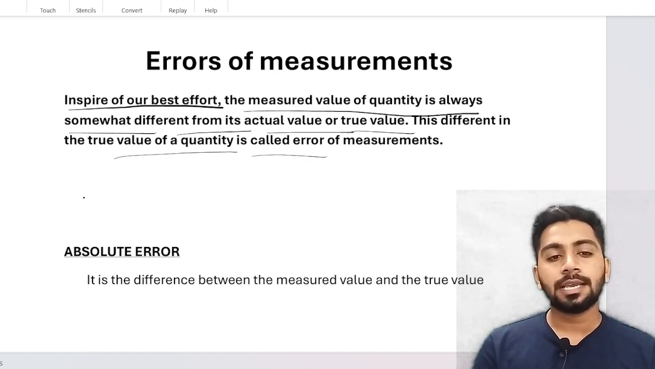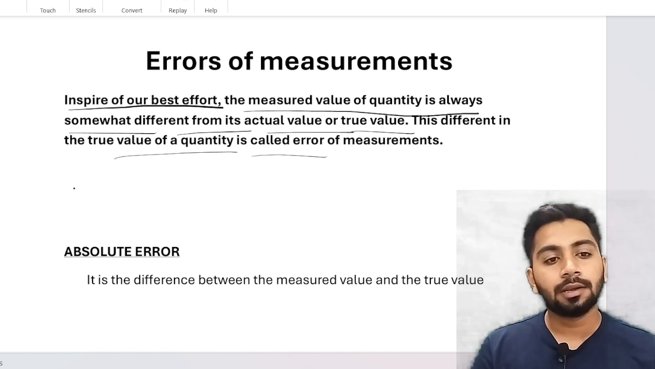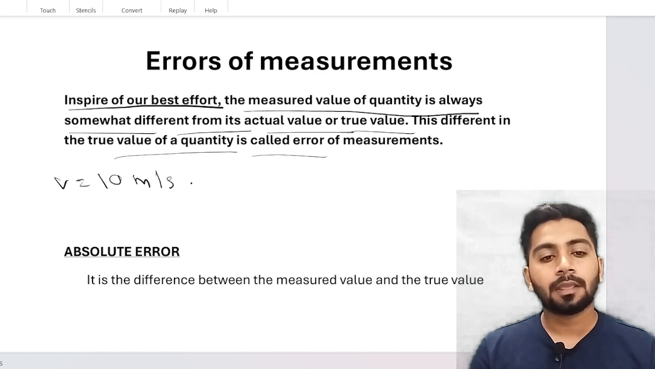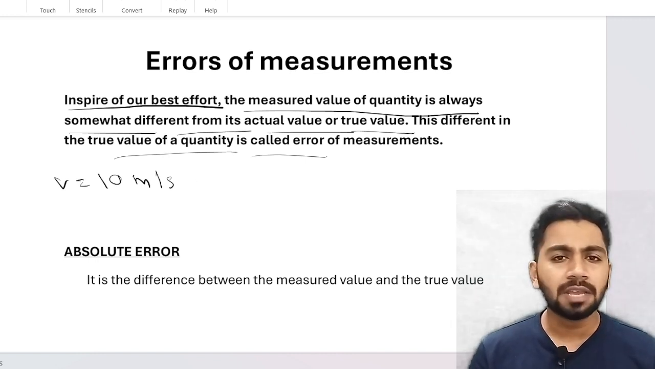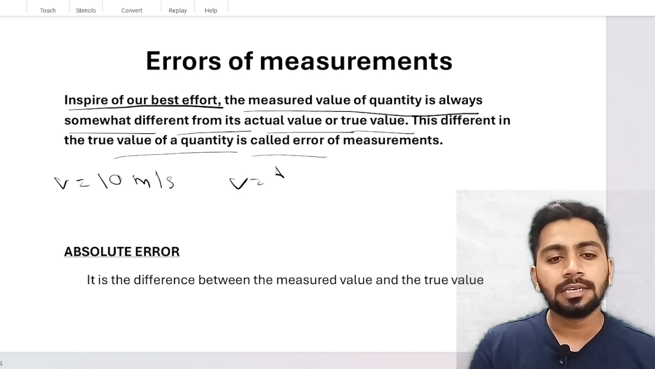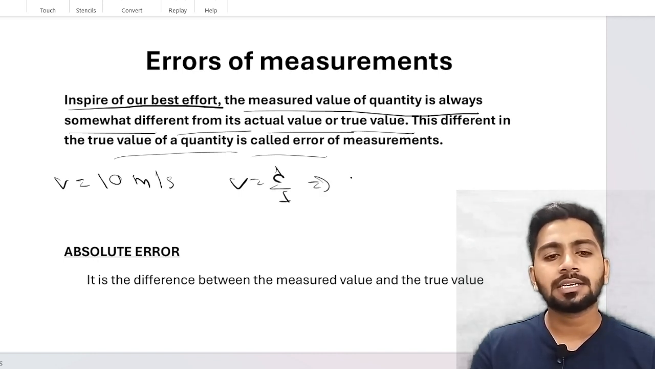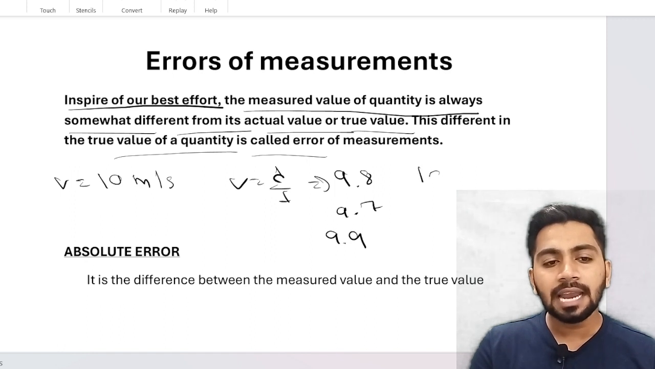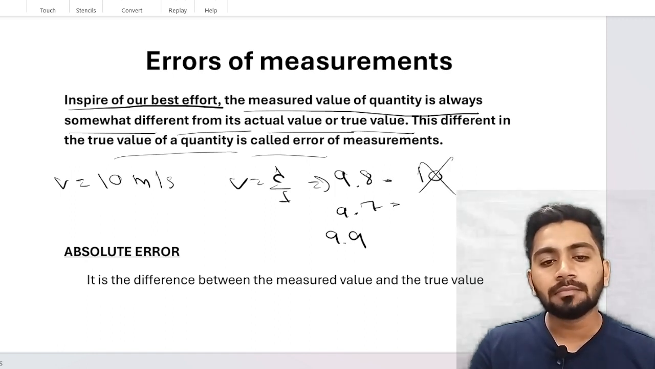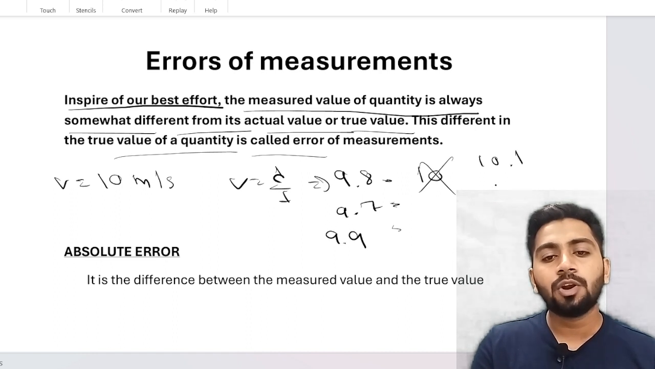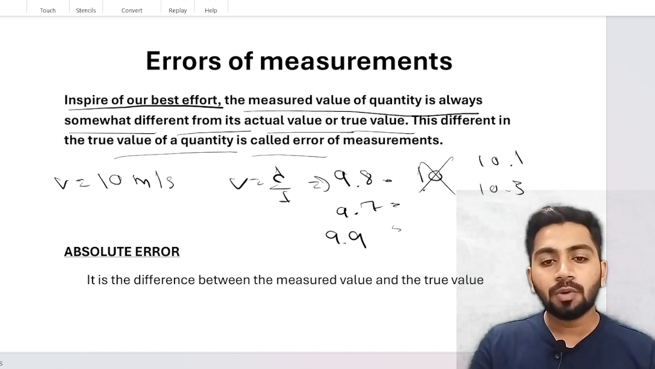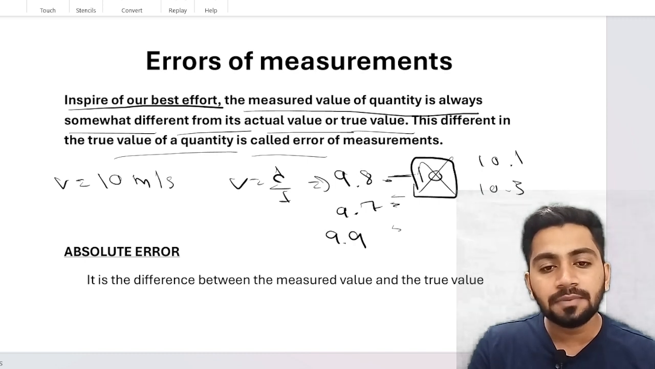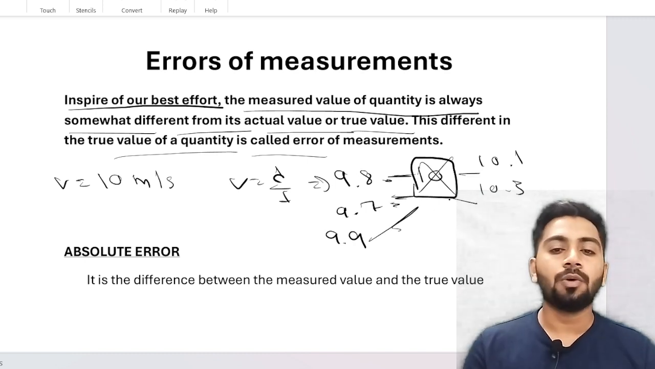For suppose, let's say you are calculating velocity. The real velocity is 10 meter per second. You are trying very hard doing one experiment, which is distance by time, and always you are getting answers like 9.8, 9.7, 9.9. You are not getting exactly 10. There is always some difference. Or else you are getting like 9.1, 10.3. You are not getting exactly this. The difference between these two is there. That is called your error.